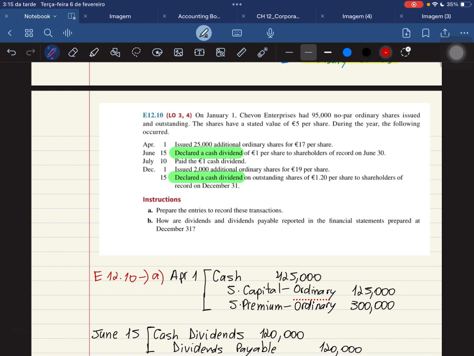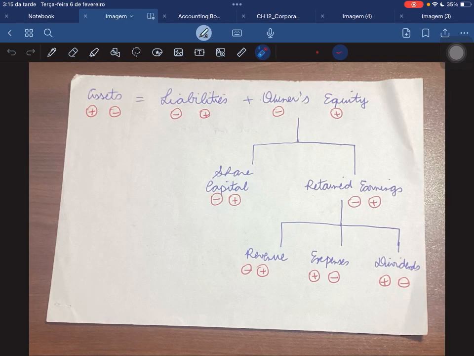How are dividends and dividends payable reported in the financial statements prepared at December 31st? For this one, we have dividends and dividends payable. Let me show you this image here. So this is something that you learn on chapter 1 from accounting, right? Dividends are over here. They belong to the retained earnings part, which means that our dividends would be presented in the retained earnings statement, okay? We have a retained earnings statement in which they write all of the revenues, the expenses, and the dividends that we have. So the first part, they're asking for the dividends. They would be presented under the retained earnings statement.